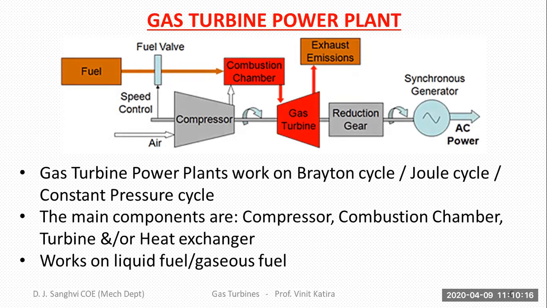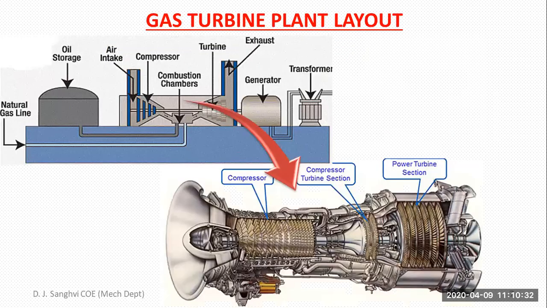The basic components would include the compressor, the combustion chamber, the gas turbine, and if it is a closed cycle power plant, then there will be an additional heat exchanger which is going to reduce the temperature of the working fluid. So this is the layout of the plant wherein you have the oil storage. If it is a plant that is operating on gas, then there's going to be a pressurized gas pipeline which directly feeds into the combustion chamber.